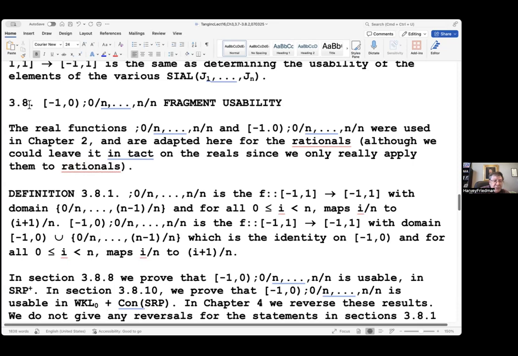Let's get into this configuration, these functions. The function is the identity on here, and maps 0 over n to 1 over n, 1 over n goes to 2 over n, and so forth, to (n-1) over n goes to n over n. So that's the function.